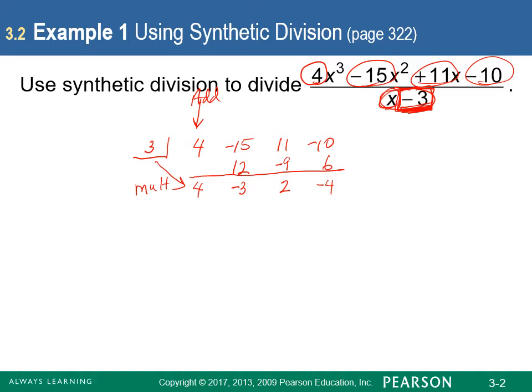However, that's the process. What does it give, though? The 4 on the front is actually the coefficient on an x. In particular, since this was x to the 3, this is x to the 2. And then the 3 is an x, the 2 is a constant, and the negative 4 is the remainder. Typically, we write the remainder as a fraction.